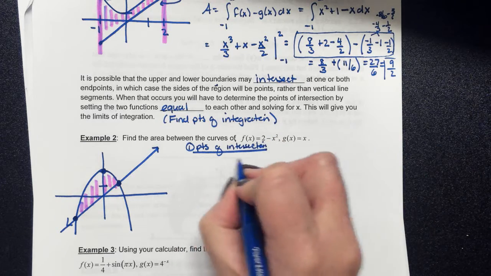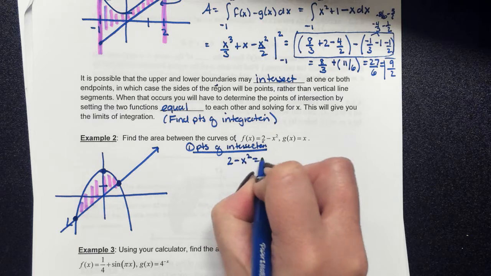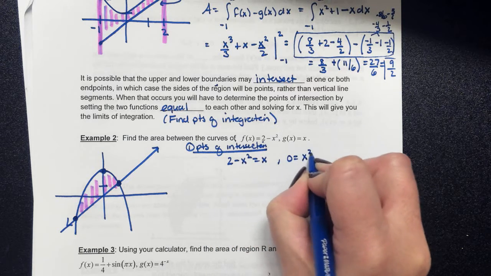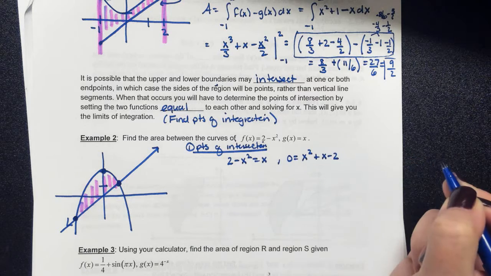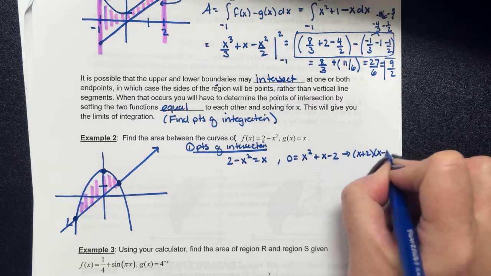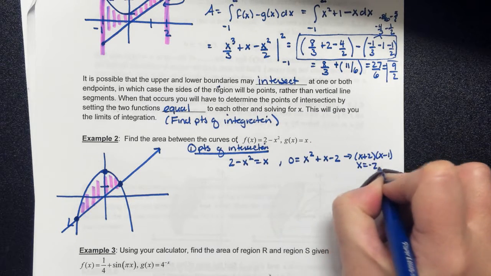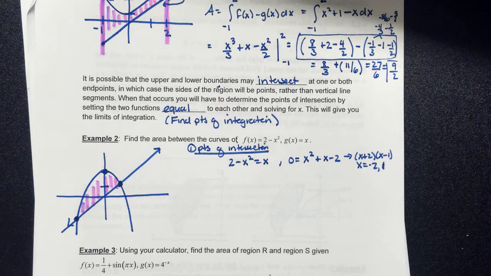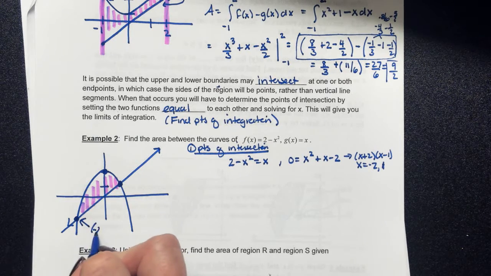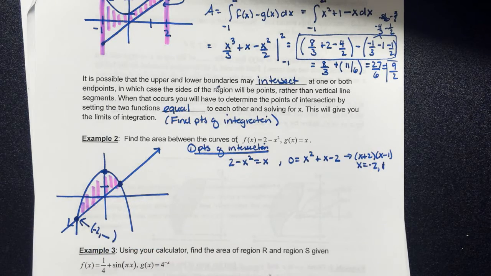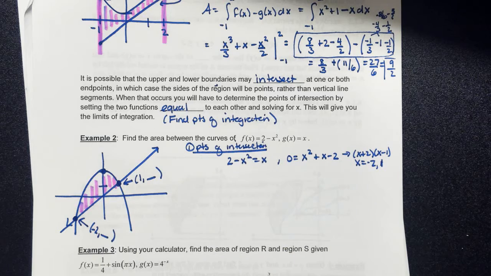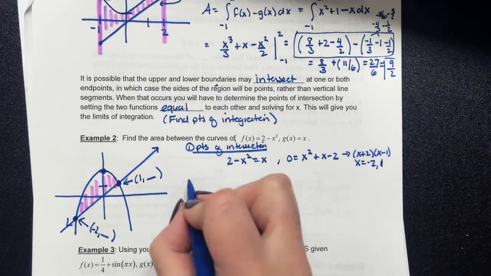So I'm going to take these two equations and set them equal to each other. So 0 is going to be equal to, I'm going to move everything to the right-hand side, x squared plus x minus 2. When I factor, this factors into x plus 2 times x minus 1. So x is equal to -2 and 1. So I know that this point of intersection is going to be when x is equal to -2, and this point of intersection will be when x is 1. So now I can calculate my area.